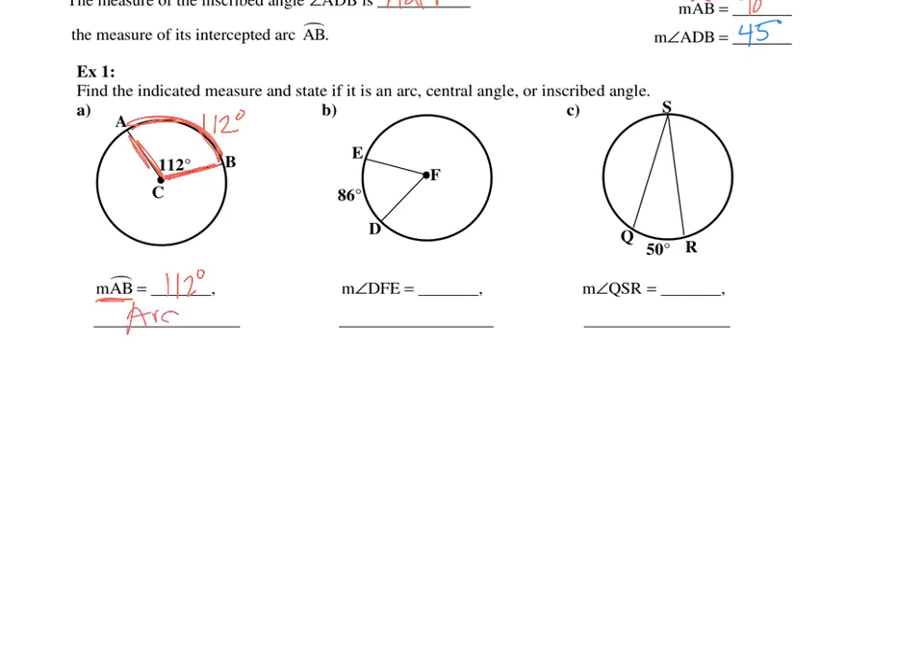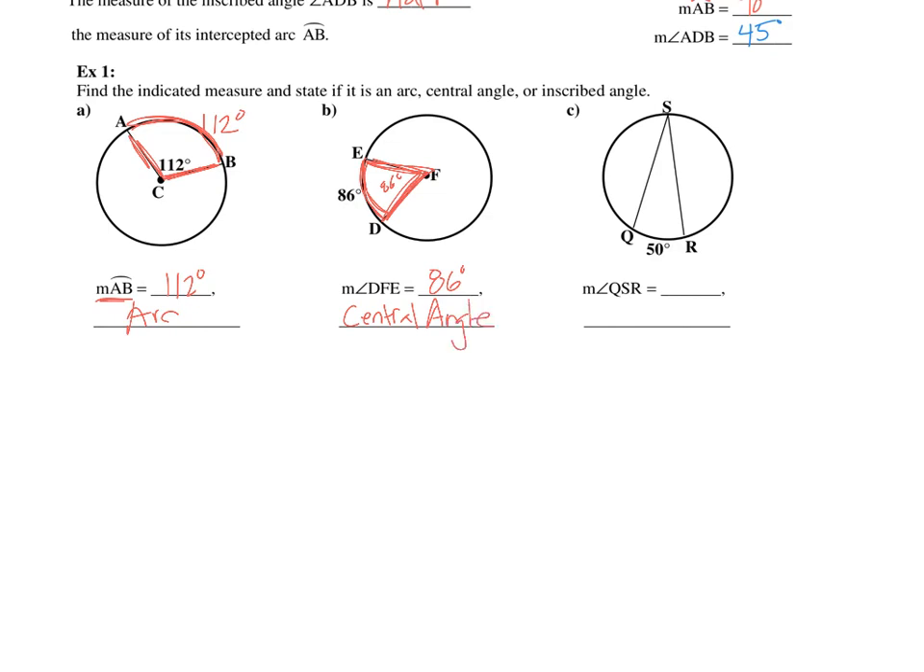For B, they want me to find the measurement of angle DFE. Now I know its measure is equal to the intercepted arc, so that's 86 degrees as well. And I'm working with a central angle here. That's what I just found.